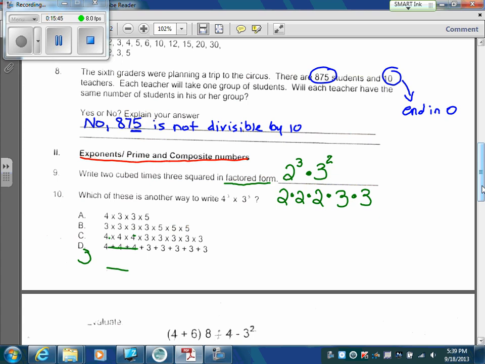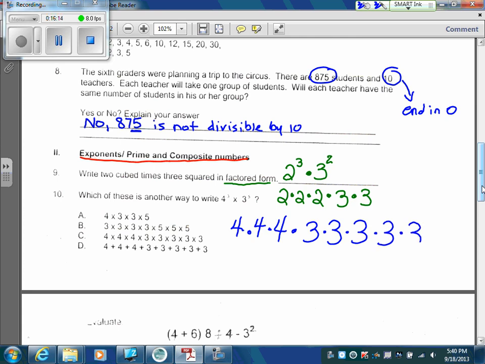Number 10, which is another way to write 4 cubed times 3 to the 5th power. So again, we're just going to factor out. We have 4 cubed, which is the number 4 as base, and you see it multiplied 3 times. Times 3 to the power of 5, or the 5th power, so I see the 3 written 5 times. So I go through my list and I look.